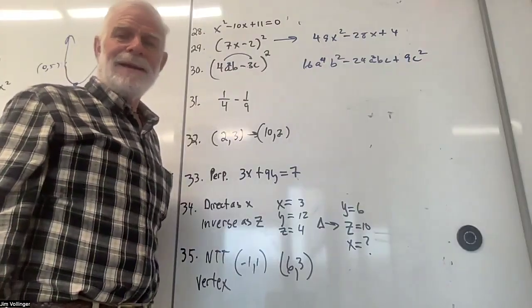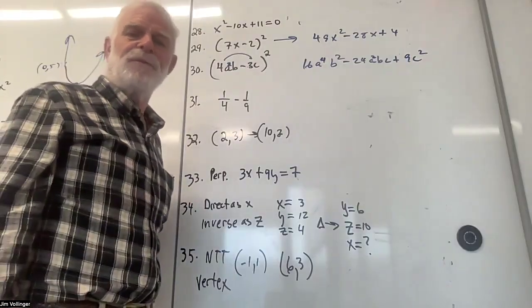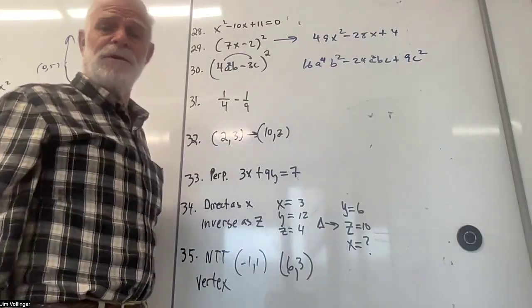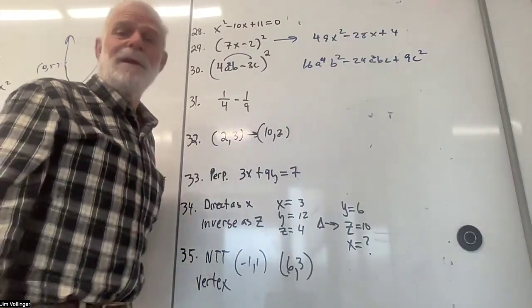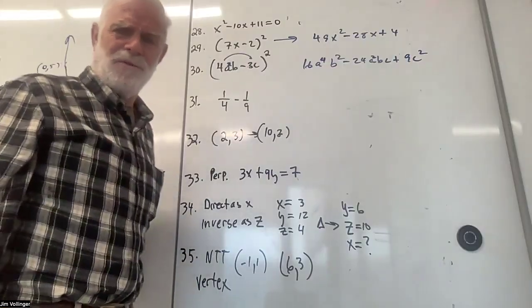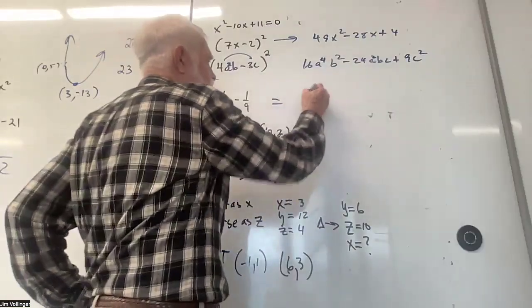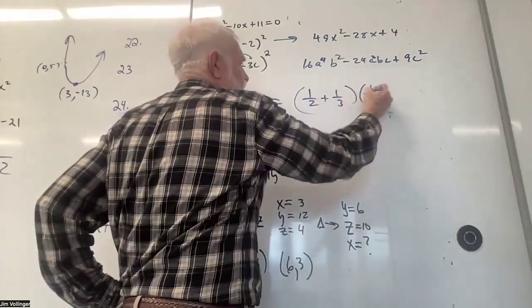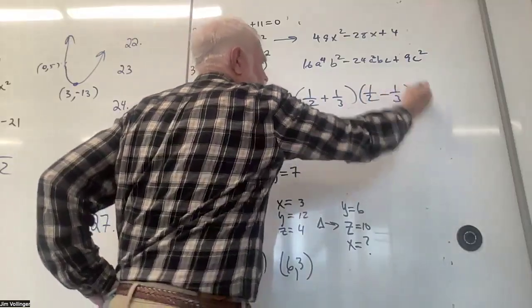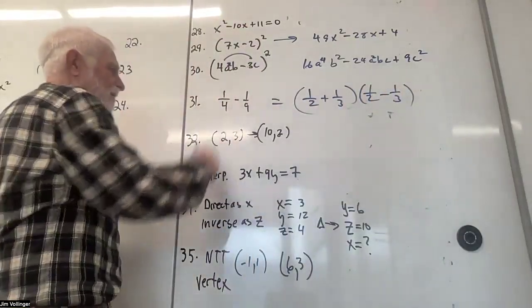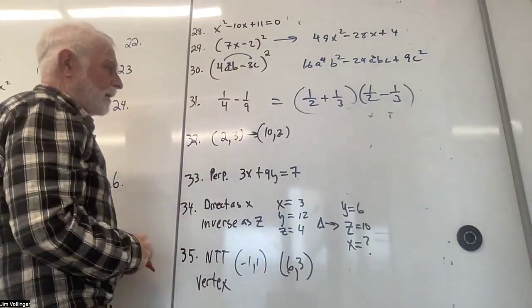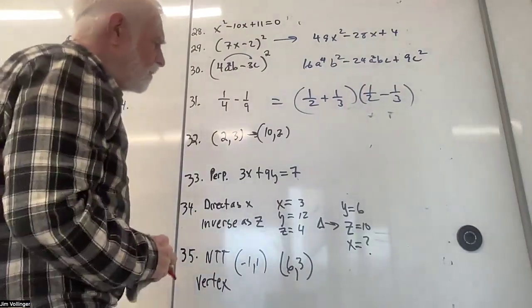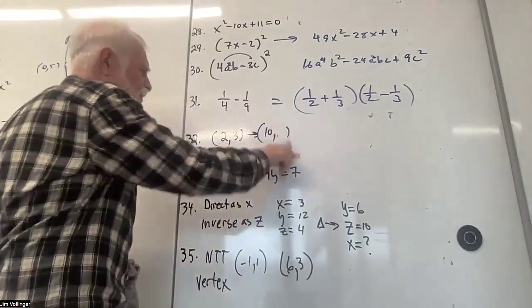I don't care if you give me the sun minus the moon. I'm going to give you the square root of the sun plus the square root of the moon times the square root of the sun minus the square root of the moon. So in this case, I'm going to give you 1/2 plus 1/3 times 1/2 minus 1/3. You do it out, watch the middle terms cancel, and you'll get that calculation. 2/3 to 10 halves, I guess. I guess that's a 2.